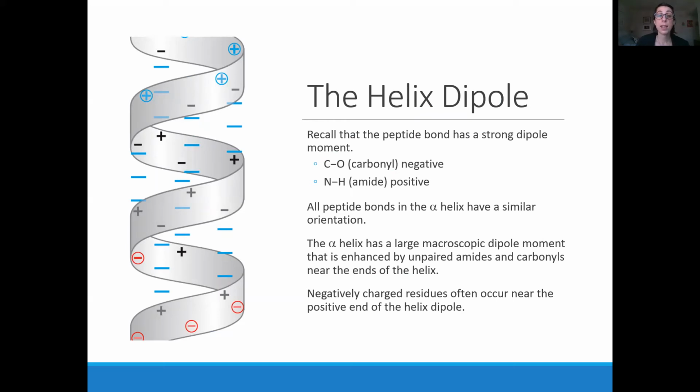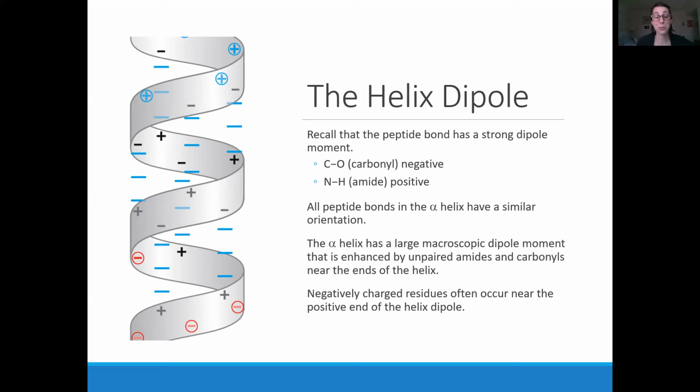The peptide bonds end up all having a similar orientation in this alpha helix. And again, that is to help with this dipole moment, this positive and negative charge that's occurring based on the carbonyl and amide positioning. So actually as a whole, because of the lining up of these carbonyls and amides along the alpha helix, an actual whole alpha helix has a dipole moment.